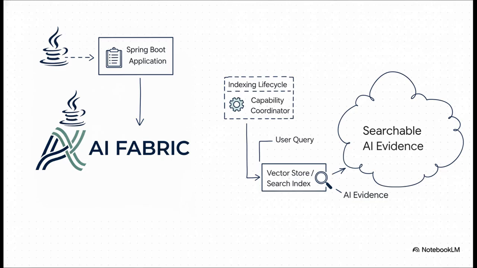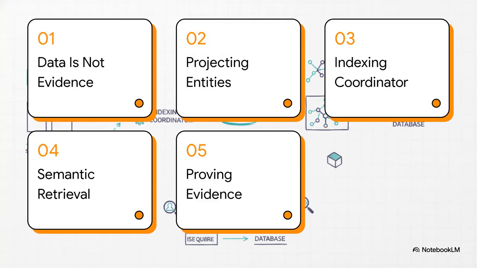We're going to map out the theoretical foundation of AI Fabric. We'll focus on how we selectively project our data, move it safely through the indexing lifecycle, and most importantly, prove that our local semantic retrieval actually works. Here's our architectural blueprint for today. We'll cover Section 1, Data is not evidence, Section 2, Projecting domain entities, Section 3, the Indexing coordinator, Section 4, Local semantic retrieval, and finally, Section 5, Proving vector evidence.